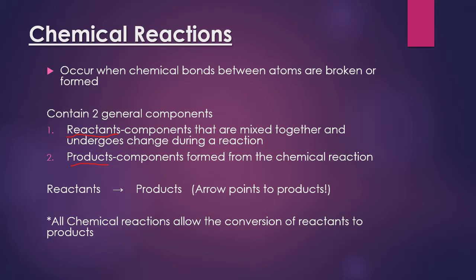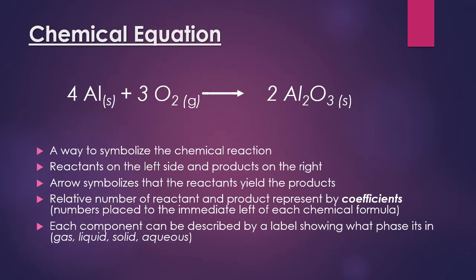When we represent chemical reactions on paper, we always have the reactants on the left-hand side, and then an arrow pointing to the products on the right-hand side. Here's an example of a chemical equation, how we represent a chemical reaction. In this equation, we have 4 aluminums reacting with 3 oxygen molecules to form aluminum oxide. The reactants in this case are aluminum and oxygen because they are on the left side of the equation, and the arrow is pointing to the product, which is aluminum oxide. You can think of that arrow as an equal sign. I'm adding these two and it's equaling the product.